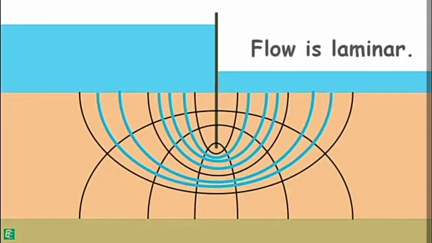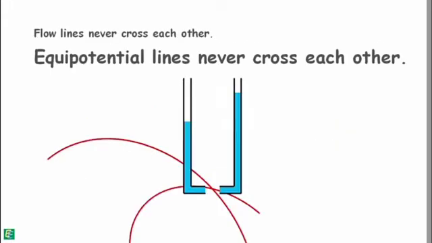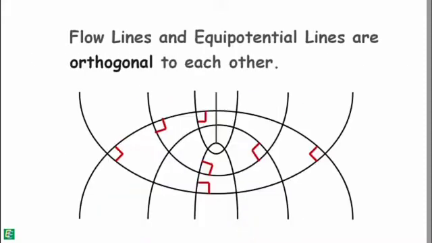To draw a meaningful graph, we need to keep in mind certain characteristics of the flow net. First, flow lines never cross each other because flow in soil is considered laminar. Similarly, equipotential lines never cross each other, because if they crossed at any point, the total head at that point would have two values, which is not possible. Second, flow lines and equipotential lines are orthogonal to each other. That means they intersect each other at right angles.